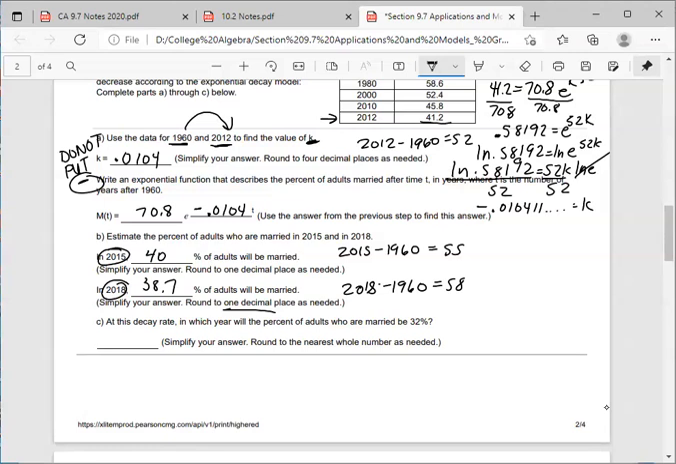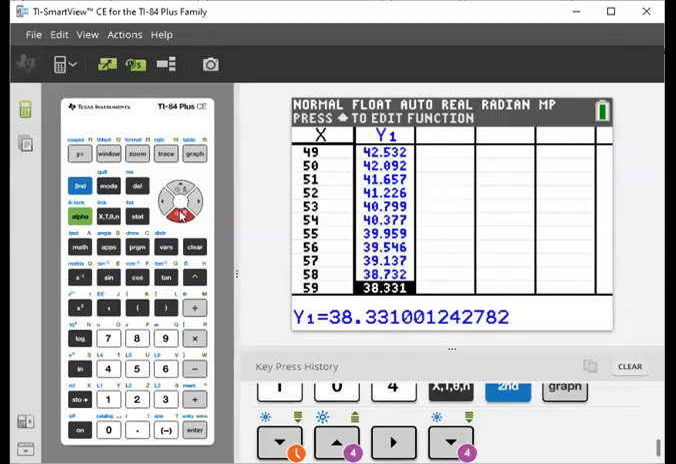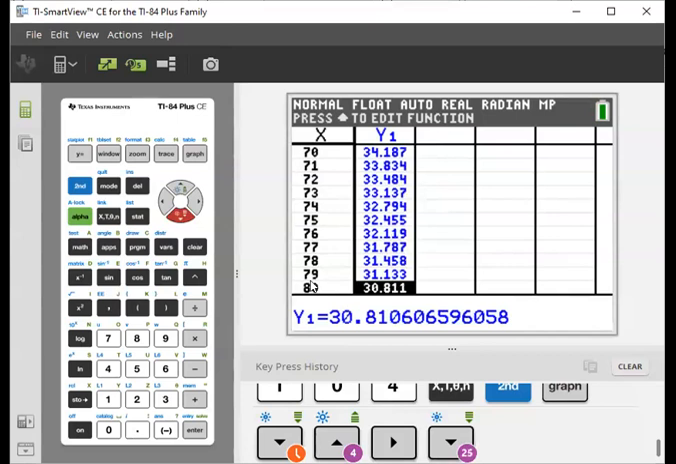At this rate, it's this decay rate, in which year will the percent of adults who are married be 32%? So I can't get the whole answer from my graphing calculator, but I can go, okay, 32%. It's not 32% yet. I'm looking. Yes, I'm sorry, I went too far. So 76 and 77, sometime between those 2 years, it's going to happen. So if I get something else, I know I did something wrong.